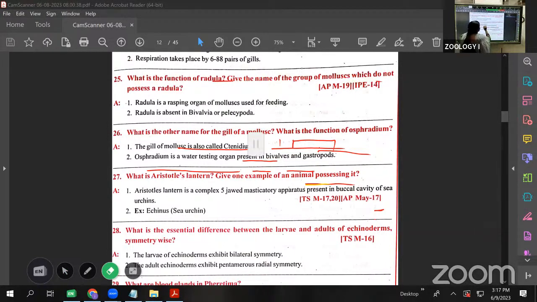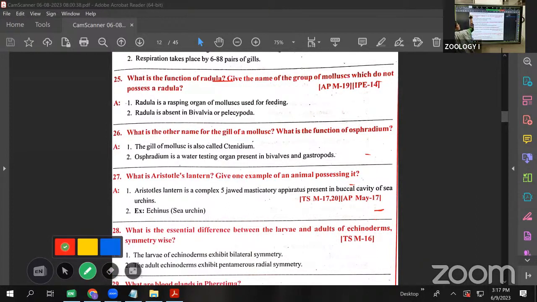This is very, very important. These two are the radula and the Aristotle lantern. Both of them are very, very important. Listen here. What is the function of radula? Give the name of the group of mollusks.